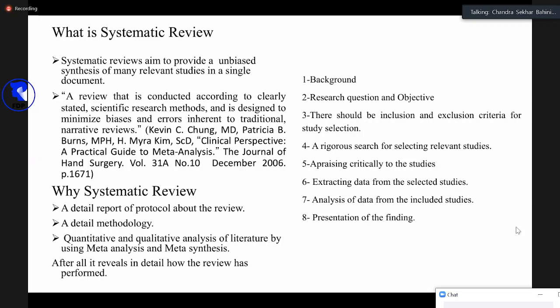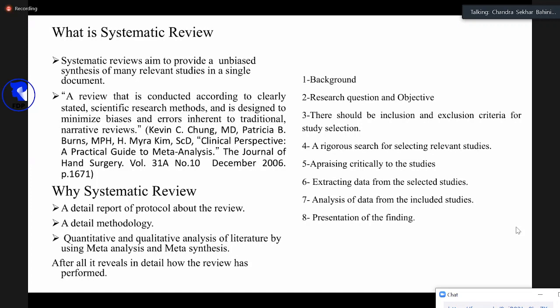So why a systematic review? Because it follows a protocol for the review. We have to do a detailed methodology, because in a traditional review, you just search a few keywords in Google Scholar or Google, download articles, and start writing. But here, before searching, you have a standard methodology to search for and select articles. Then you have the option to do a quantitative or qualitative analysis, or a meta-analysis or meta-synthesis.